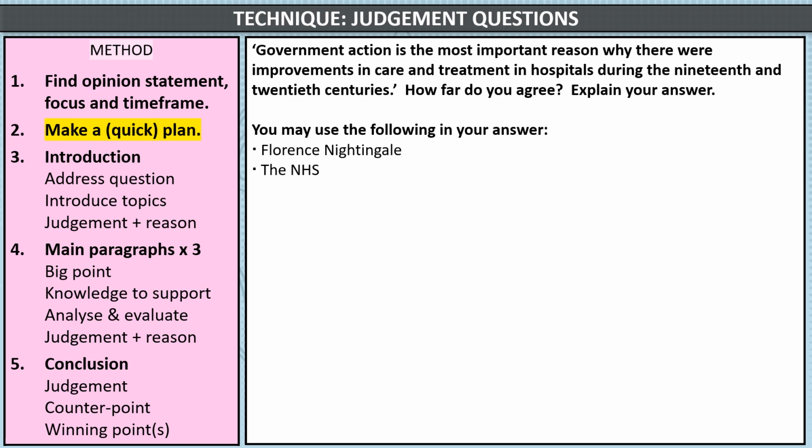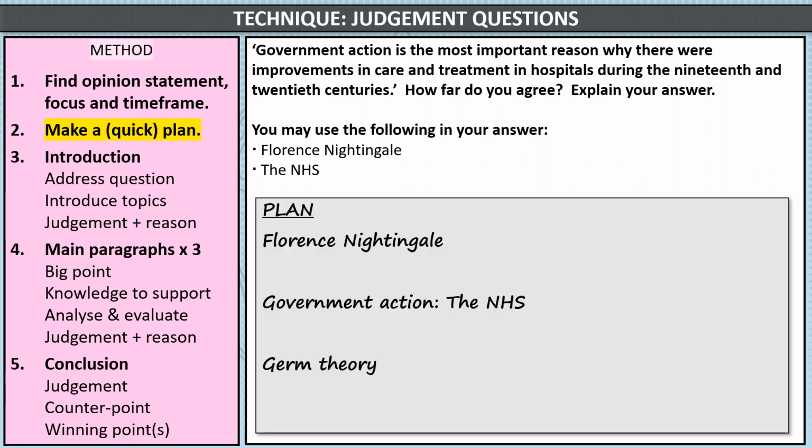Now this question absolutely requires a plan before writing. Making a plan should not take very long. Here's one way of going about it. We need to think of 3 relevant topics. In this case, we're writing about hospital care in the 19th and 20th centuries. So I've thought of 3 topics which had an impact in this area: Florence Nightingale, the NHS, and germ theory.